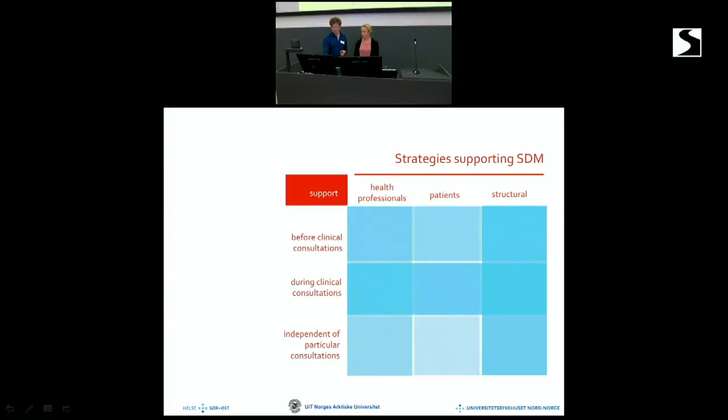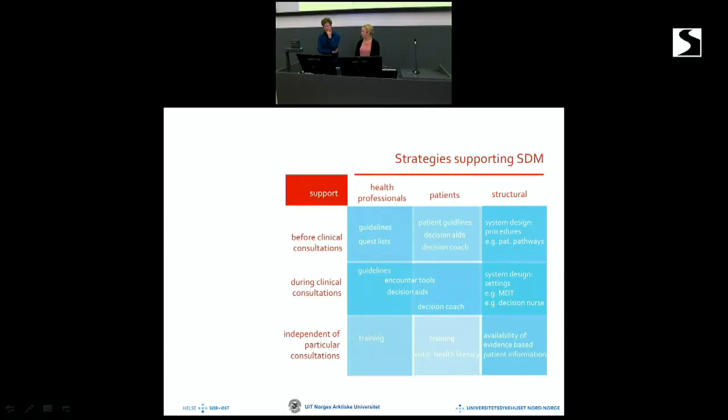And so we can classify all those strategies. And what we know, like Dawn already said, is that those strategies should be combined. One strategy, just a decision aid, for example, doesn't help. We need interventions on the other side, for example, the training addressing the health professionals. And this is what we try to do.